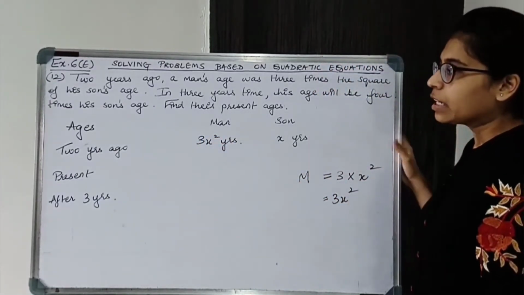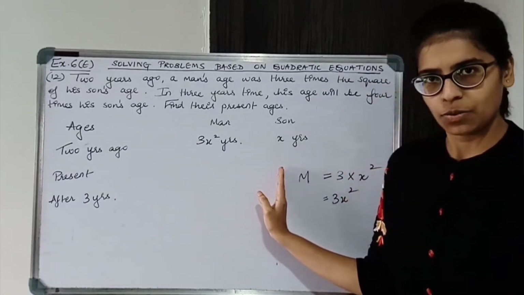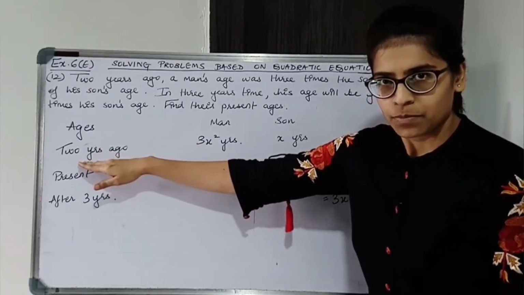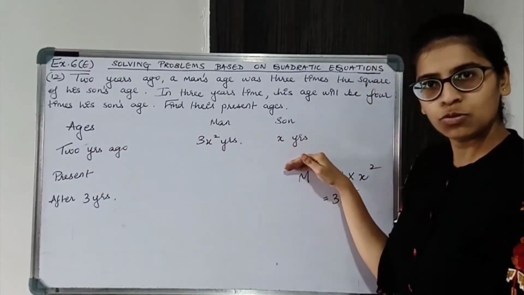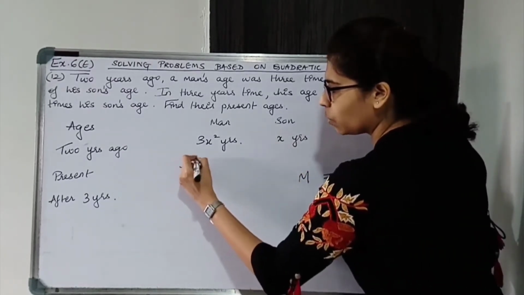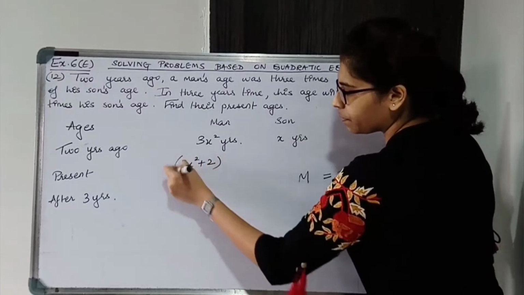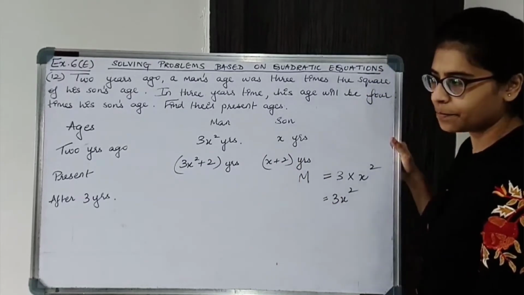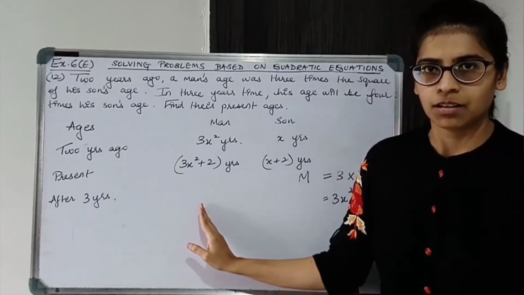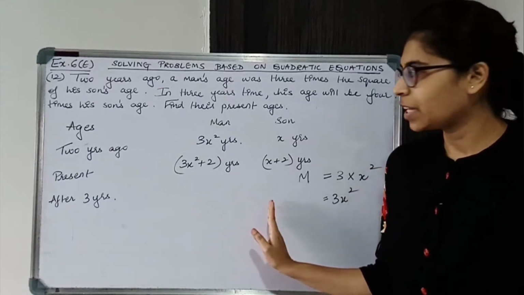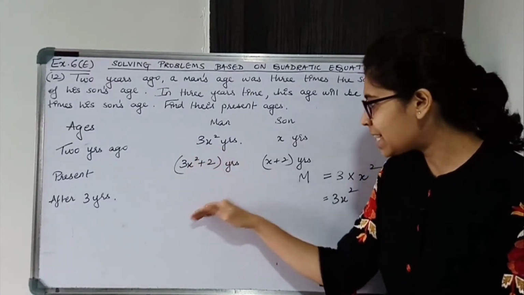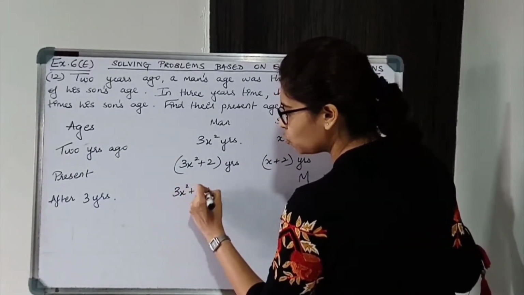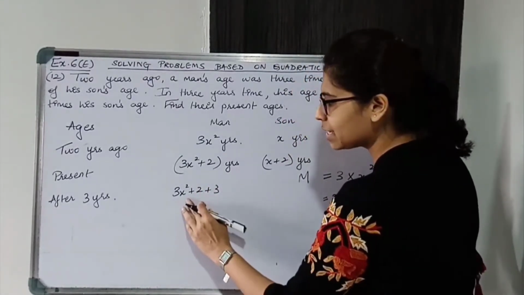Okay. Now we need to find their present ages. Okay, what will be the present age? This age is from 2 years ago. So you will add 2 years to their ages. So it will become 3x square plus 2. Here it will become x plus 2. Right? After 3 years, what will be their ages? Now in the present we will add 3 years. Okay, so it will become 3x square plus 2 plus 3. That will give 3x square plus 5.